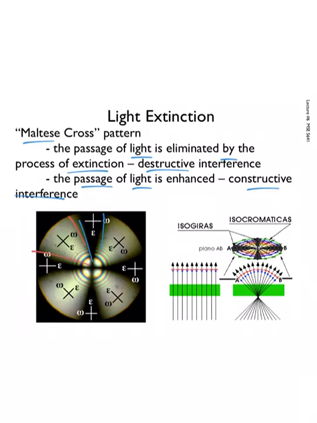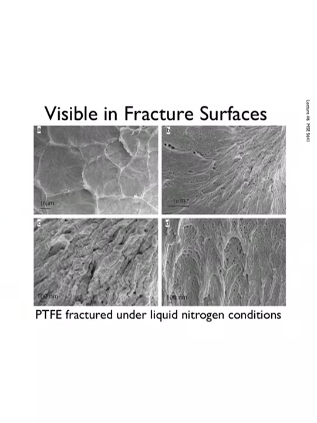Again, if I rotate this, the Maltese cross pattern will stay exactly where it is, which is a dead giveaway. So this is something that is purely an optical effect. It does not exist in real structures.